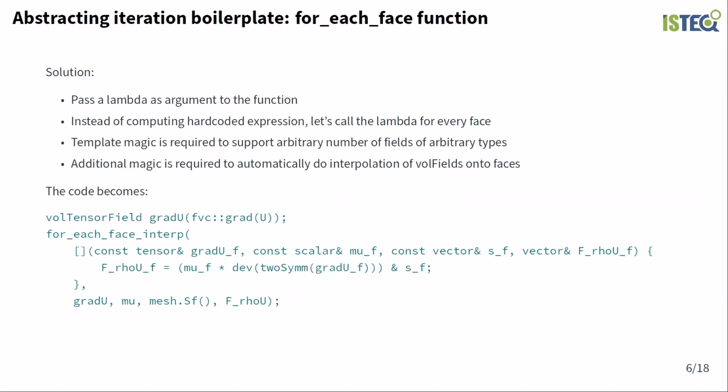Well, it also requires some C++ template magic to allow for an arbitrary number of fields. And also here, as we said, some fields are defined on cells, some are on faces. So we need to support automatic interpolation of volumetric fields. And this is what it gets. So there is a function, you provide a lambda, and provide a list of fields. And it runs this loop to compute the expression.